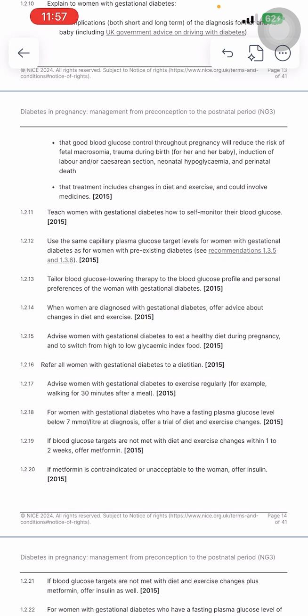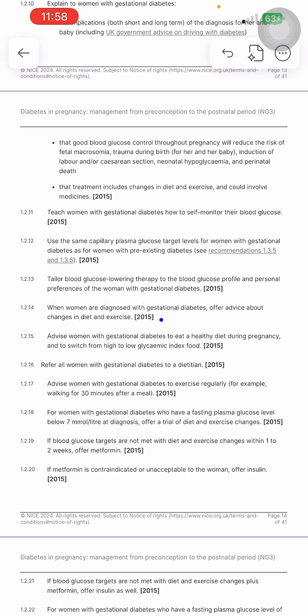So if you diagnose gestational diabetes mellitus in pregnancy, you have to counsel the patient that it will have certain fetal-maternal implications. That would be fetal macrosomia, trauma during birth, induction of labor, neonatal hypoglycemia, and perinatal death. Teach the woman with gestational diabetes how to self-monitor her blood glucose level. Use the same capillary blood glucose target level for women with gestational diabetes as for those with pre-existing diabetes. Tailor blood glucose lowering therapy to the blood glucose profile and personal preference of the woman.